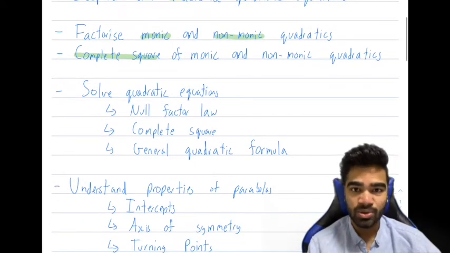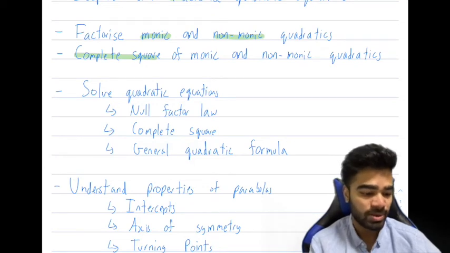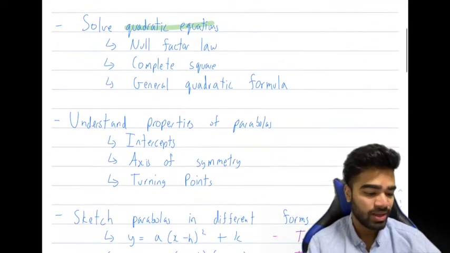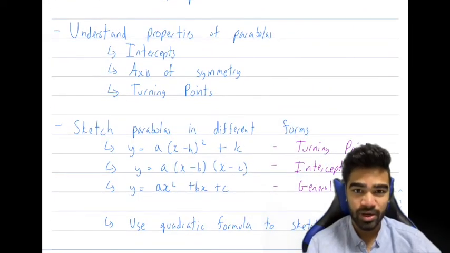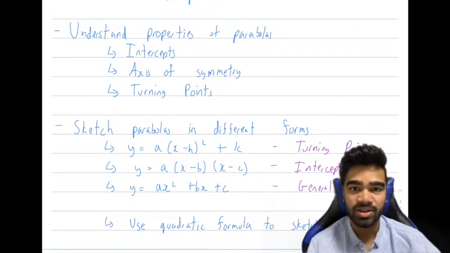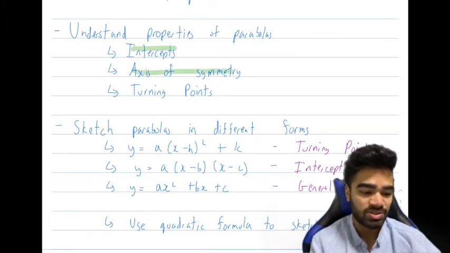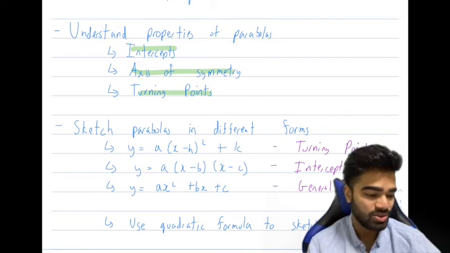And using all these methods, we should be able to solve some quadratic equation using null factor law, completing the square, and the general quadratic formula as well. So that's kind of like the first half of quadratics. The second half involves parabolas, so sketching pretty much. So I'll introduce you to the properties of parabolas, which are x-intercepts, y-intercepts, axis of symmetries, and turning points.